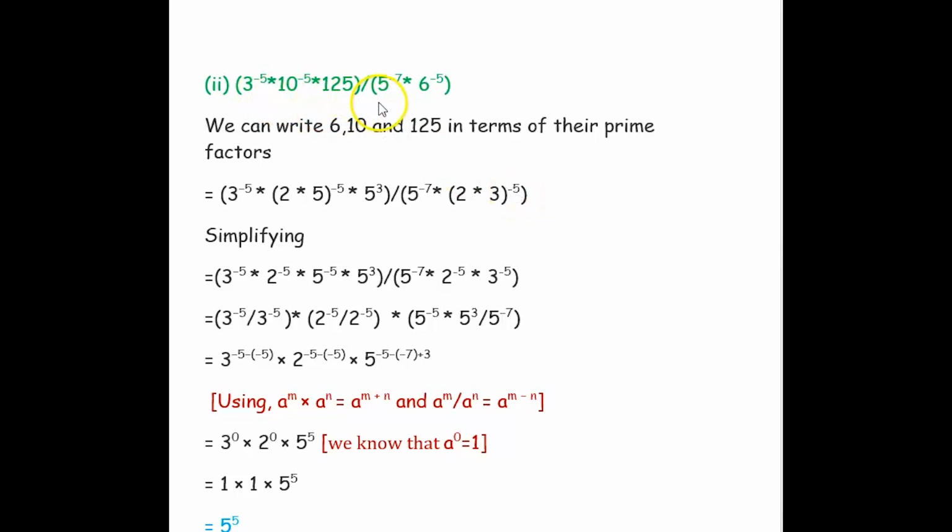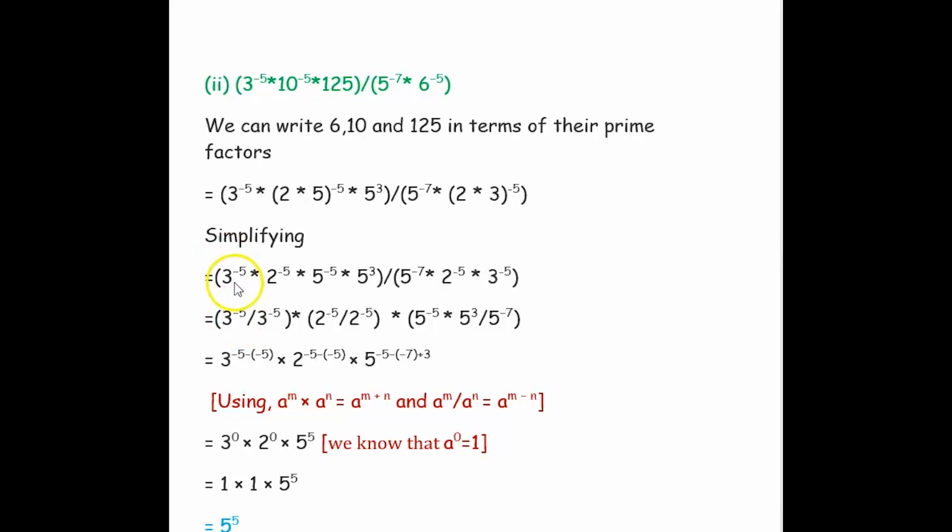So if the question is given, we have to think how we can simplify this. So here base 5 is there, 3 is there. So we have to think and we have to convert the given question in terms of their same bases. So now after simplifying, we will get 3 raised to the power negative 5 into 2 raised to the power negative 5 into 5 raised to the power negative 5 into 5 raised to the power 3 divided by 5 raised to the power negative 7 into 2 raised to the power negative 5 into 3 raised to the power negative 5. So we are taking the same base numbers first.